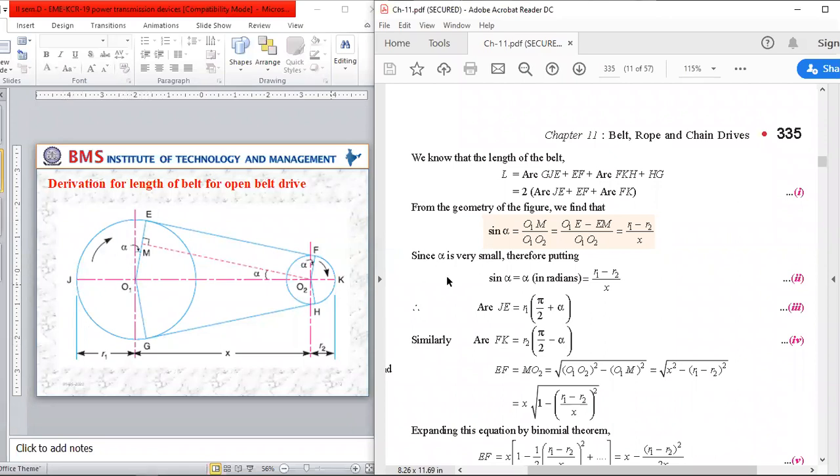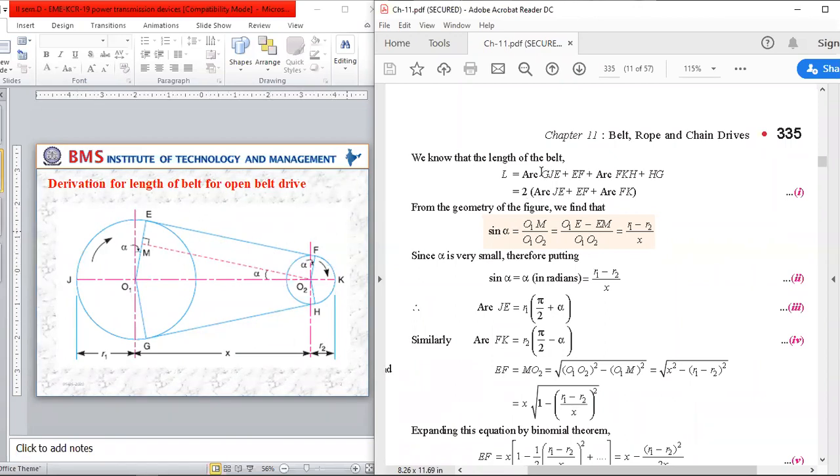So you can write twice arc JE, and similarly twice arc FK. Arc FK is equal to arc KH, and arc GJ is equal to arc JE. That's why I have taken twice of that. So twice arc JE, twice arc FK, and twice the EF length.